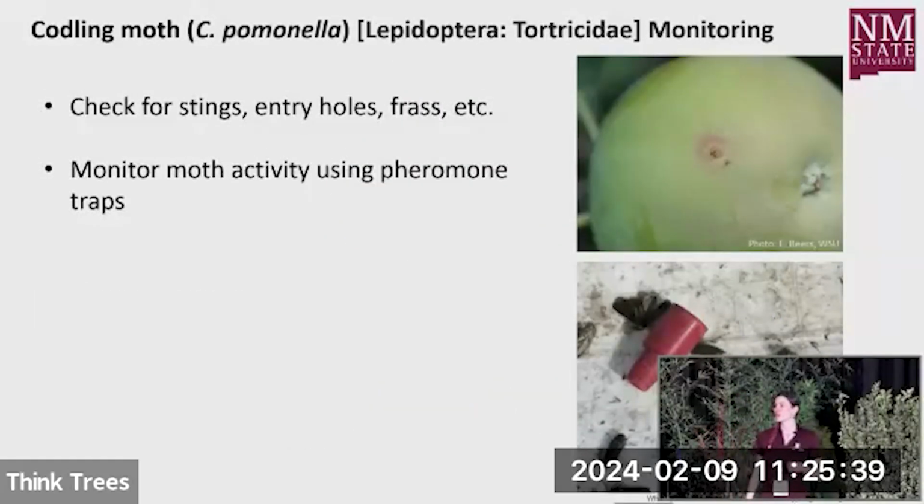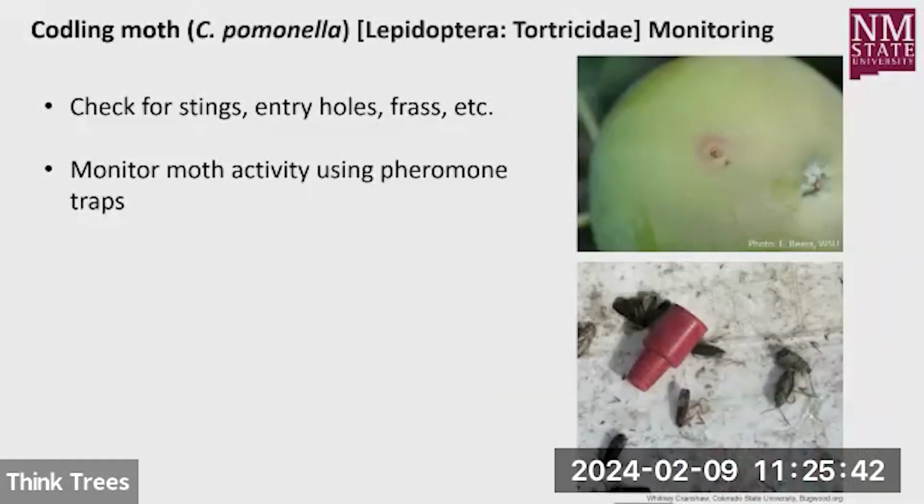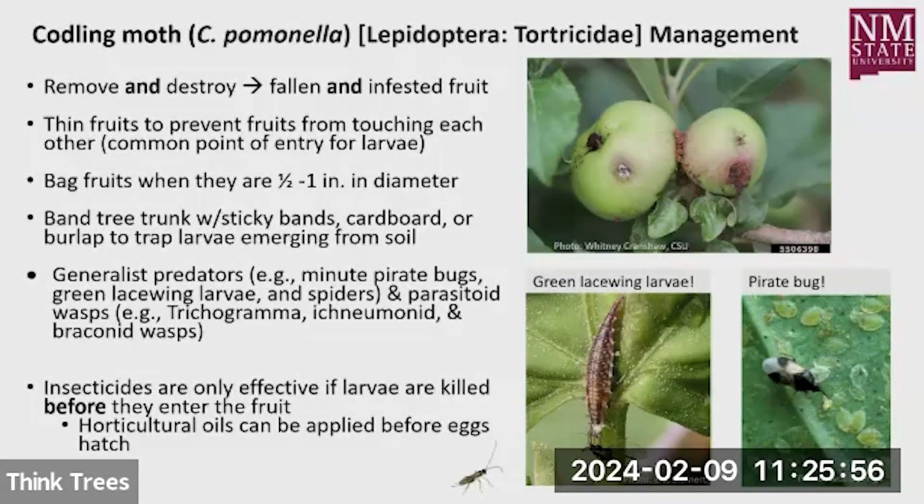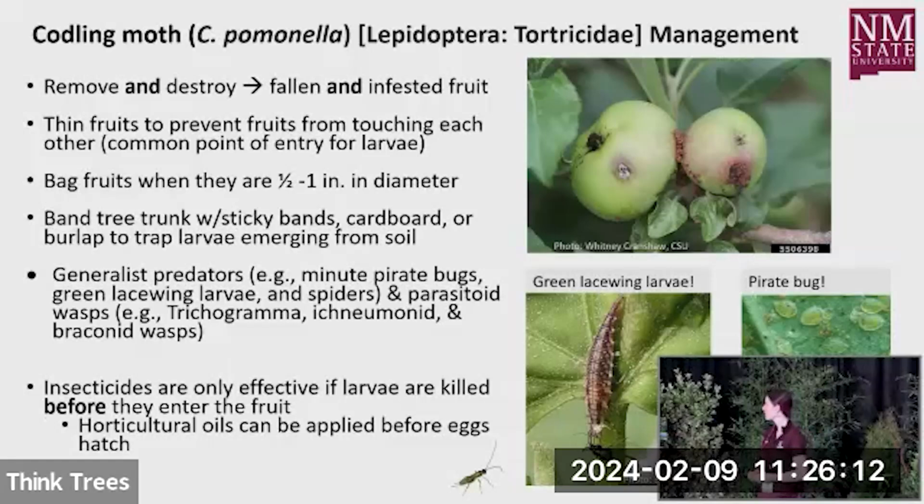So what can you do? There are a lot of monitoring strategies available. We have guides on our NMSU site as well. For codling moths, there are pheromone traps so you can see if they're present. That's pretty key with managing them. What can you actually do? Remove and destroy any fallen or infested fruit immediately. You can thin fruits to prevent them from touching each other. That's a common entry point for larvae. They prefer those fruits that are touching.